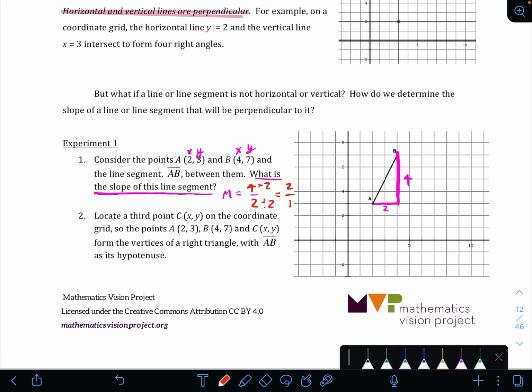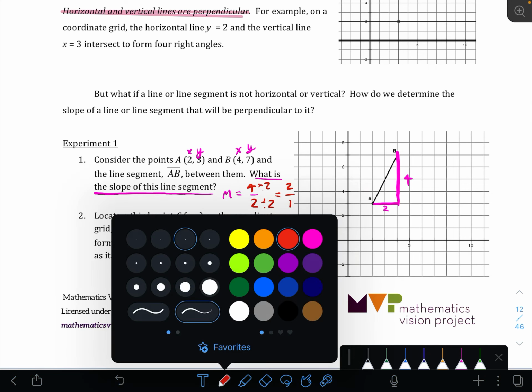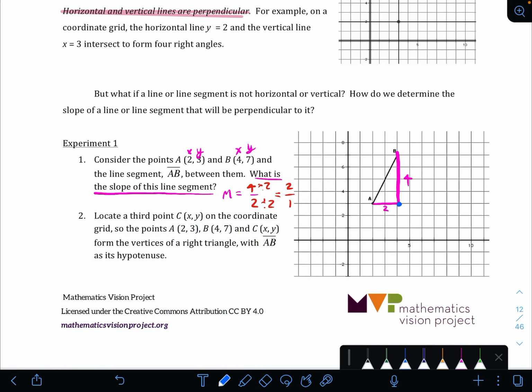All right. So we got the slope of AB. That's very useful. Now it says locate the third point C on the coordinate grid so that the points A, B, and C make a right triangle. Well, we already did that with our slope triangle here. So point C is going to be right at this point right here. That's our C. Okay? So now we've plotted point C and we have this really cool right triangle.